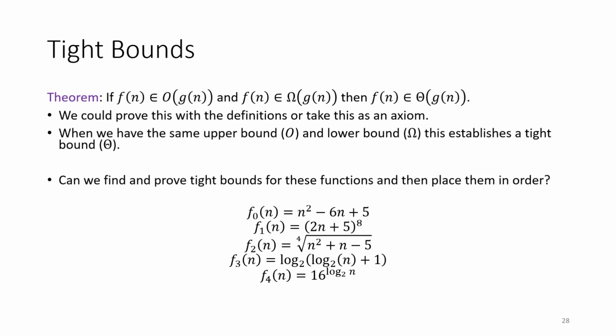Okay, so what that's saying is if we have an upper bound and we have a lower bound, and they're the same, they match, then we call this a tight bound, a theta bound. And I'm going to leave for the next video the exercise I want to do here, which is, as it says here, can we find and prove some tight bounds on these functions, and then place them in order. That is, in order of asymptotic growth rate, and I'm ambiguous here, but I usually mean in increasing order of asymptotic growth rate. So I'll leave that for the next video.